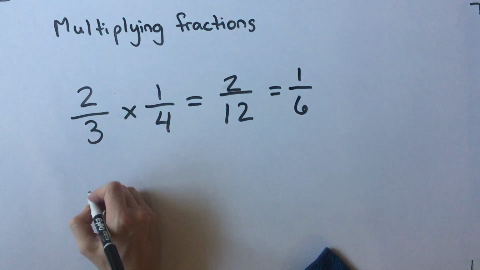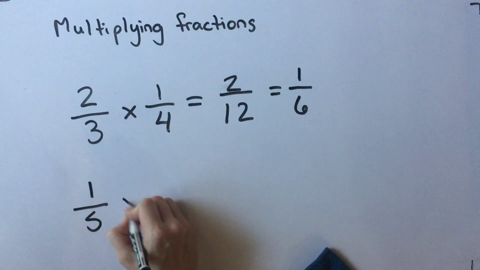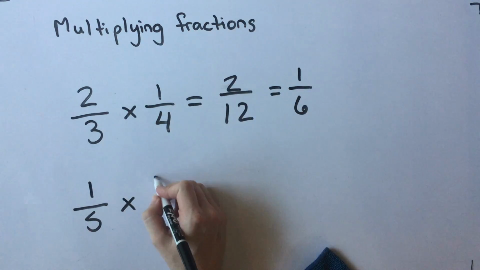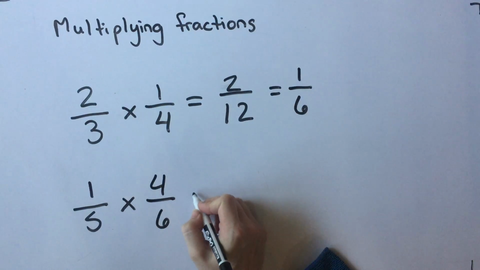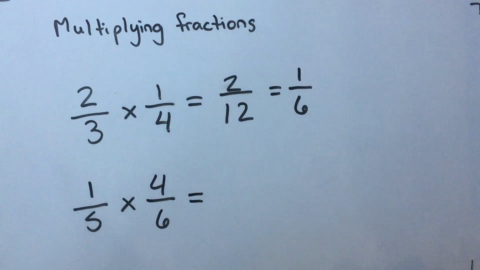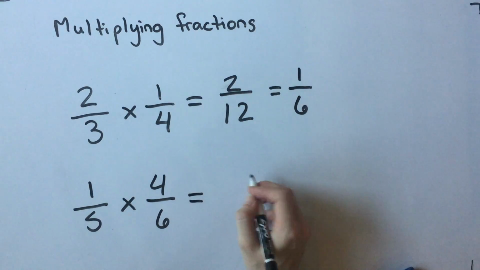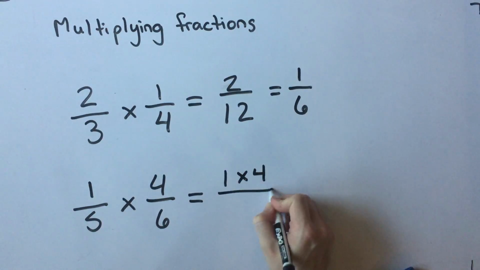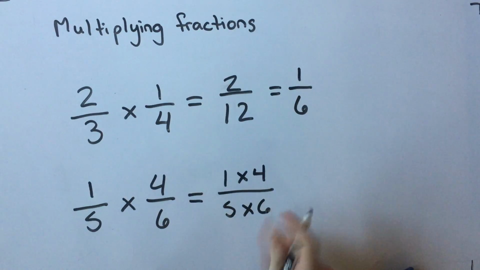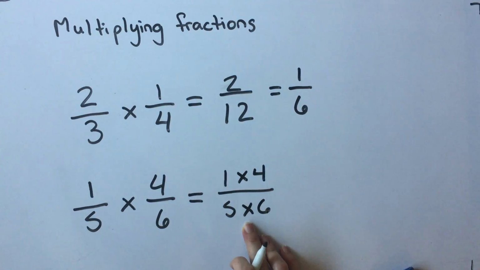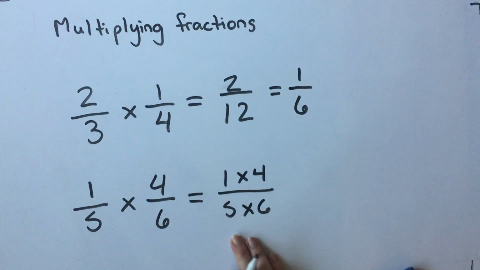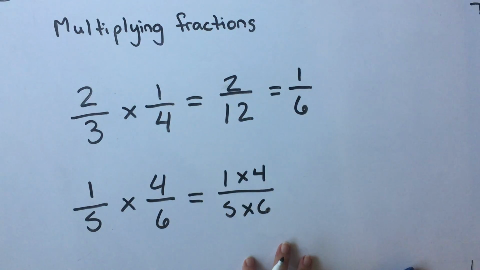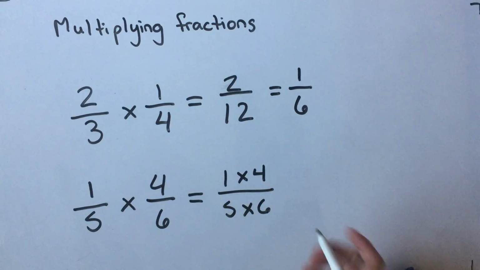Let's look at another one. 1/5 times 4/6. All right, so I'm going to show you this time the rewriting it. Sometimes people like to do this, rewrite it as 1 times 4 over 5 times 6. Now, why do we care about sometimes rewriting it? Because sometimes we need to be able to reshuffle things and move things around so that we can see what can go together and how we can move things.